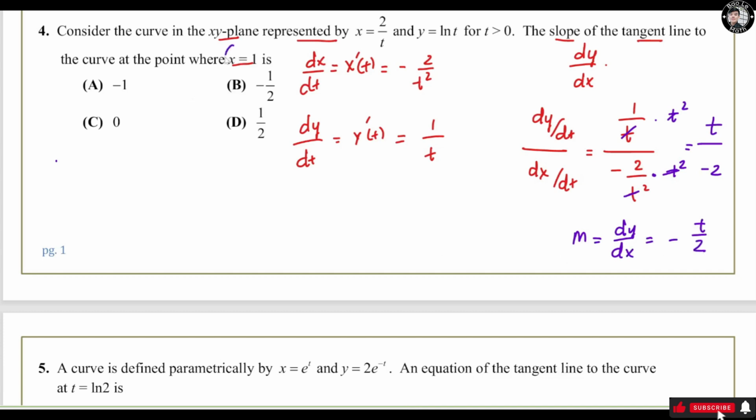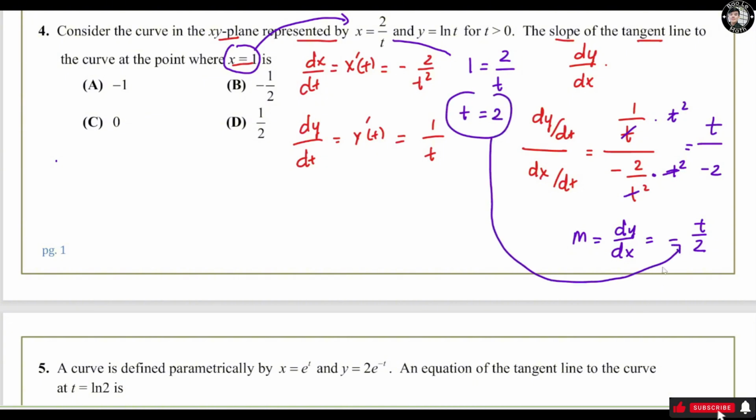Now x has to equal 1. We substitute over here to solve for t, right? So we have 1 equals 2 over t, so t equals 2. Then we substitute 2 for t into this one right here to find the slope, right? So the slope equals negative 1. So the answer must be A.